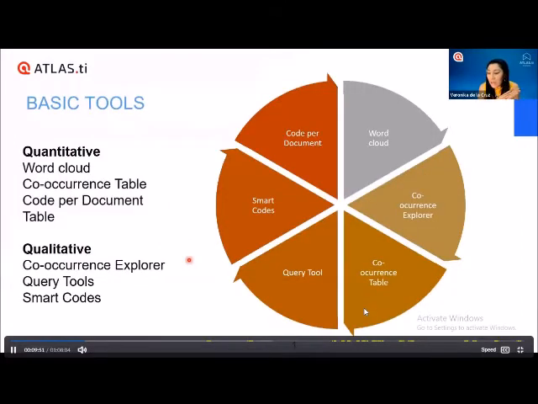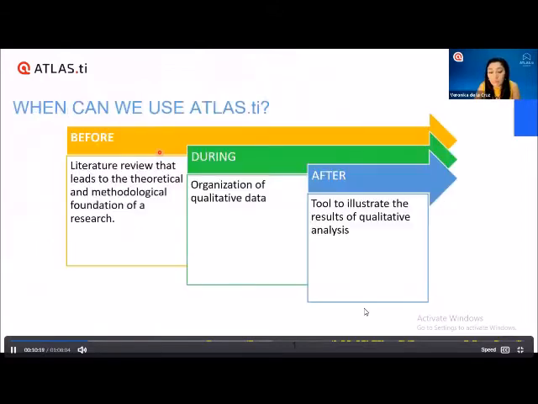At the beginning, I mentioned that we have quantitative and qualitative tools. In our quantitative tools, we have the word cloud and the code per document table. And in our qualitative tools, we have the Co-occurrence Explorer, the Query Tools, and the Smart Codes. These are our quantitative and qualitative tools.